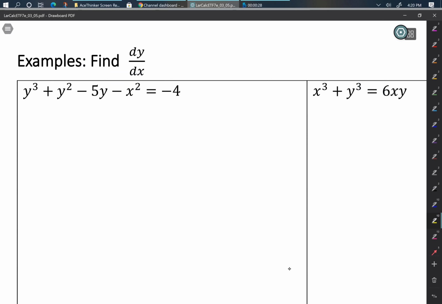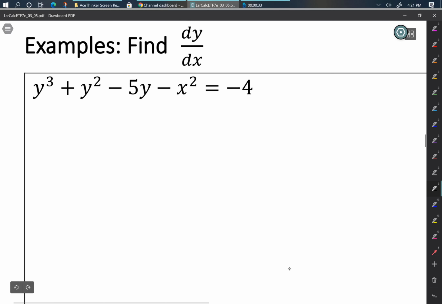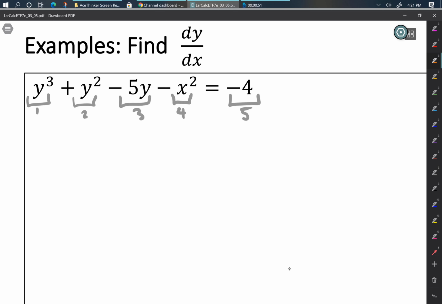Right? So first things first. My job is to take the derivative of this equation right here. I'm hoping you're seeing the same thing I'm seeing. I am seeing 1, 2, 3, 4, and on the other side of the equal sign, 5 terms that we're going to have to take the derivative of. So starting on the left and working to the right, I'm just going to take the derivative term by term by term. The reason I can do that is they are all separated by addition or subtraction or by an equal sign.